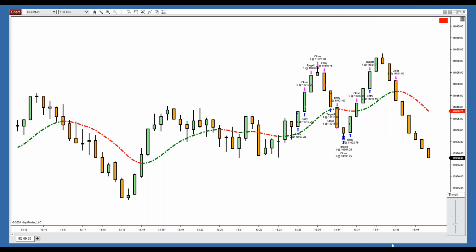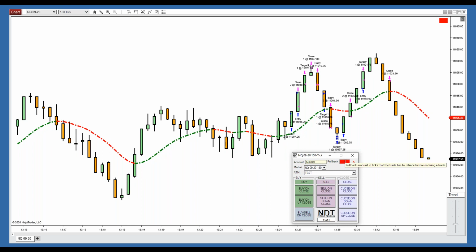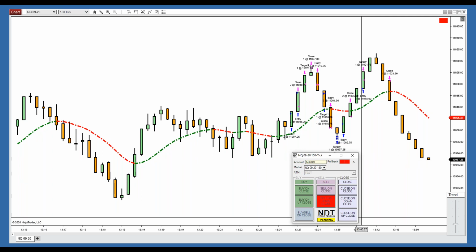So let me bring over the NDT, and we're going to configure in a 1-tick pullback on a sell on a down close. Now we're trading a 150 tick. That should have a little more wobble in it because I've got the downtrend not set strong down. But we're going to get something at 150 ticks, and we'll see if we get an entry.